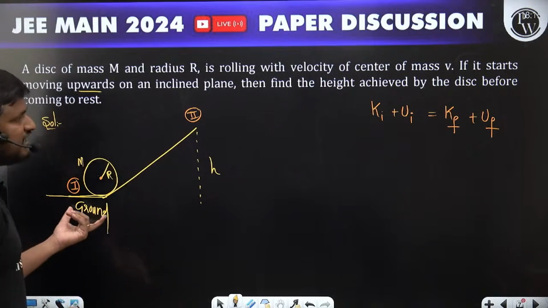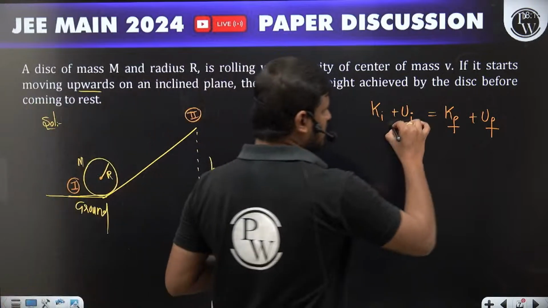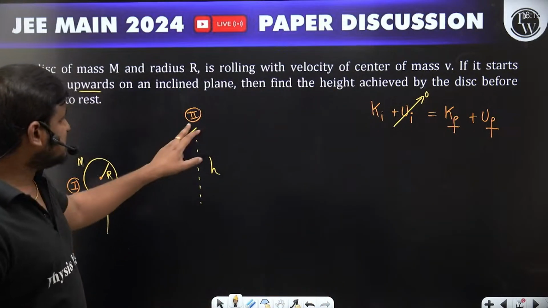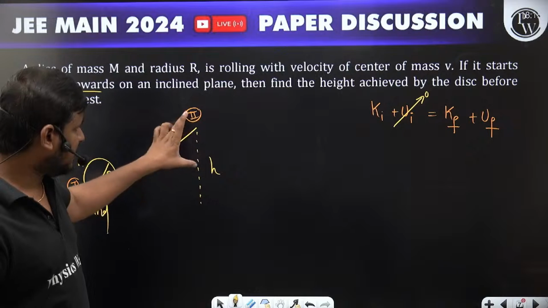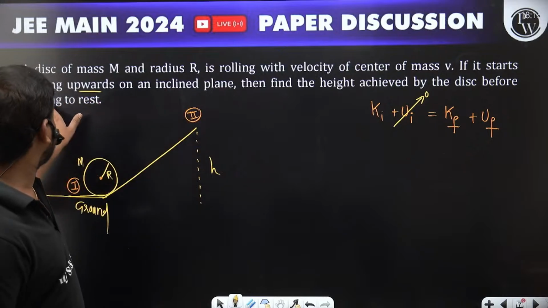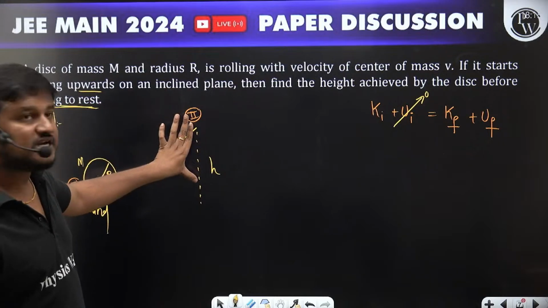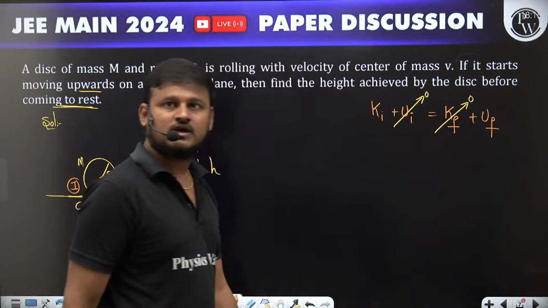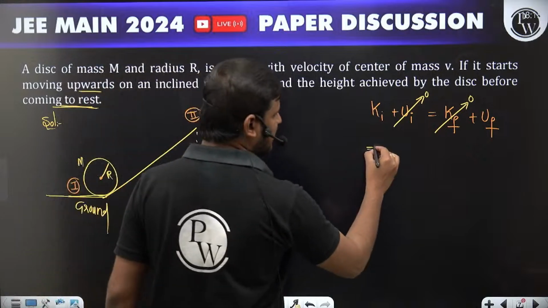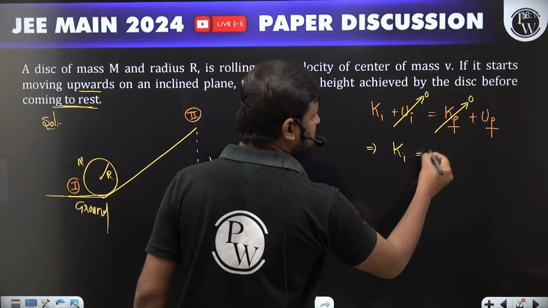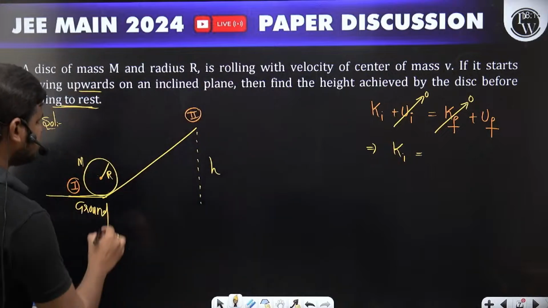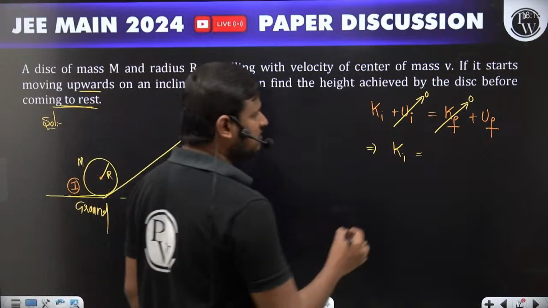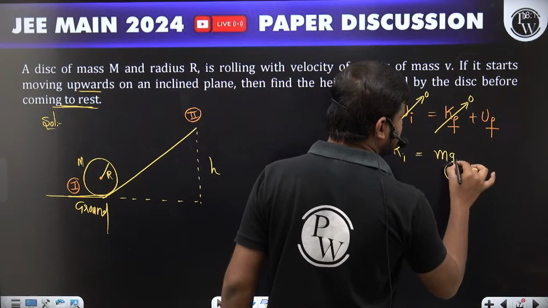Initially it does not have any potential energy, because it is on the ground. So the initial potential energy is 0. When it reaches some point on the inclined plane, its velocity becomes 0. It comes to rest, so finally its kinetic energy will become 0. So from here, Ki is equal to the final potential energy that it possesses. When an object is at some height, it will have the potential energy of mgh.